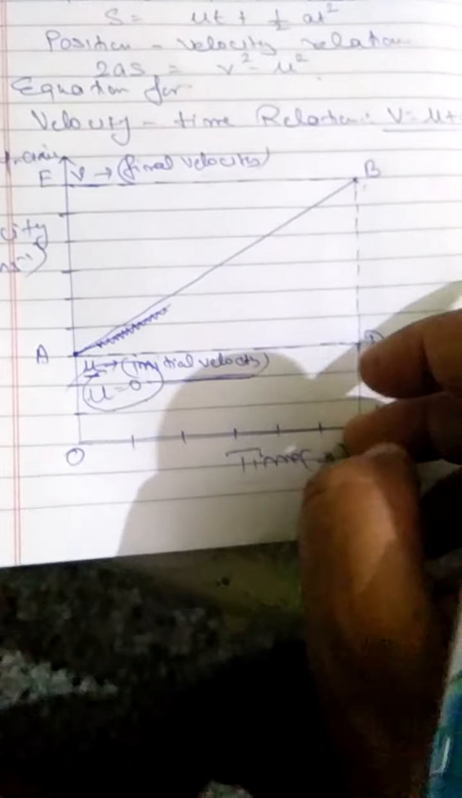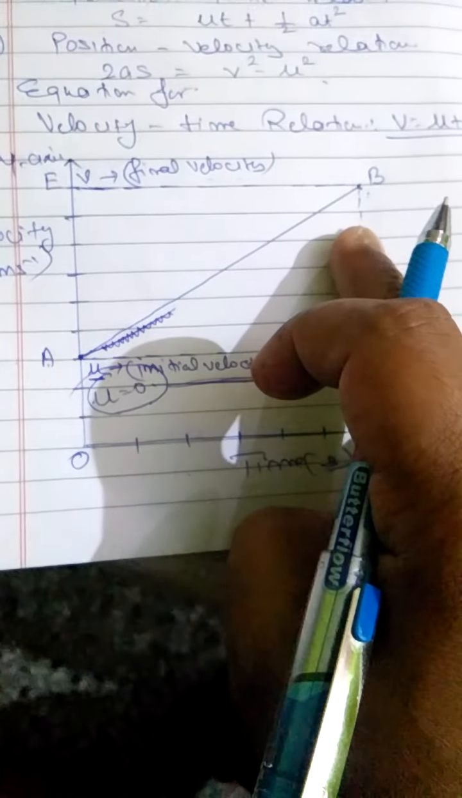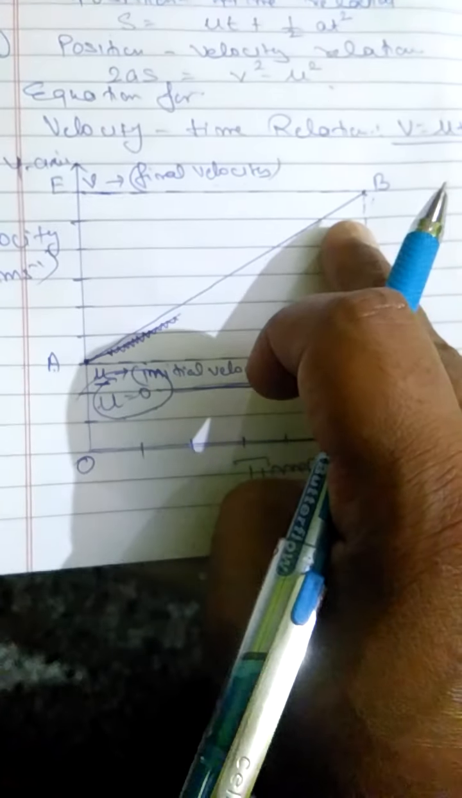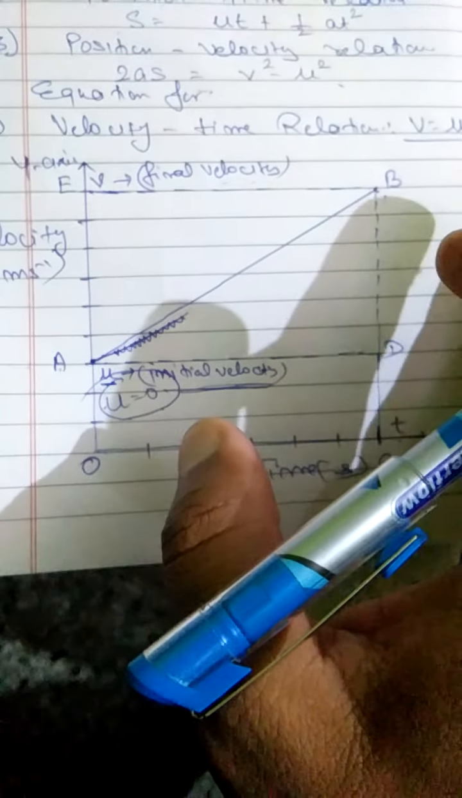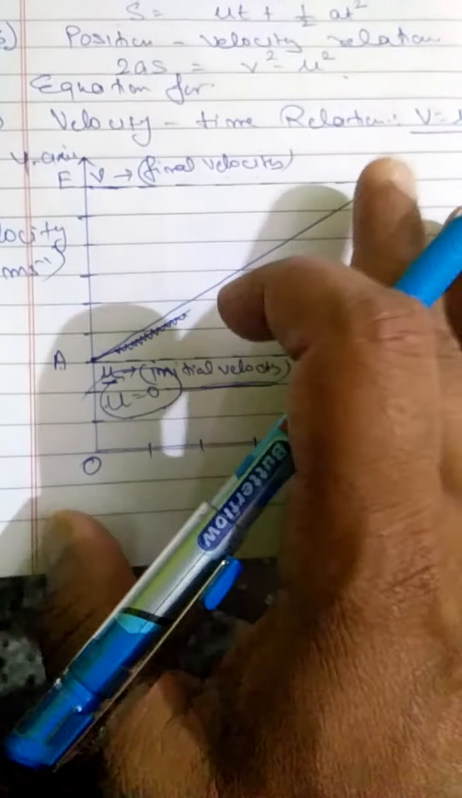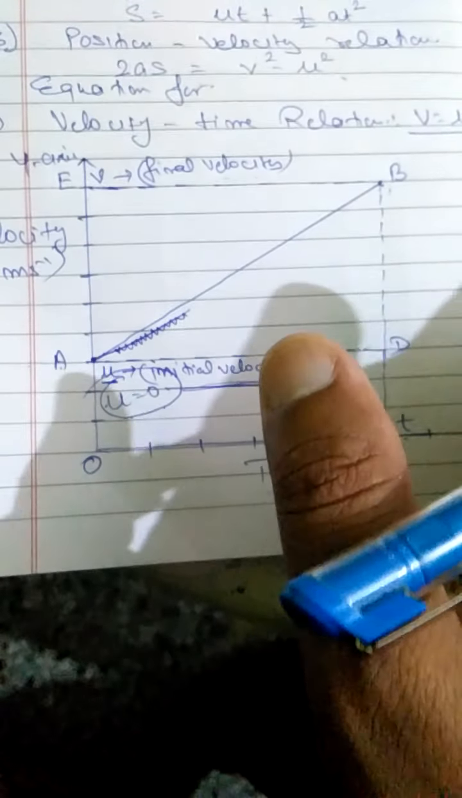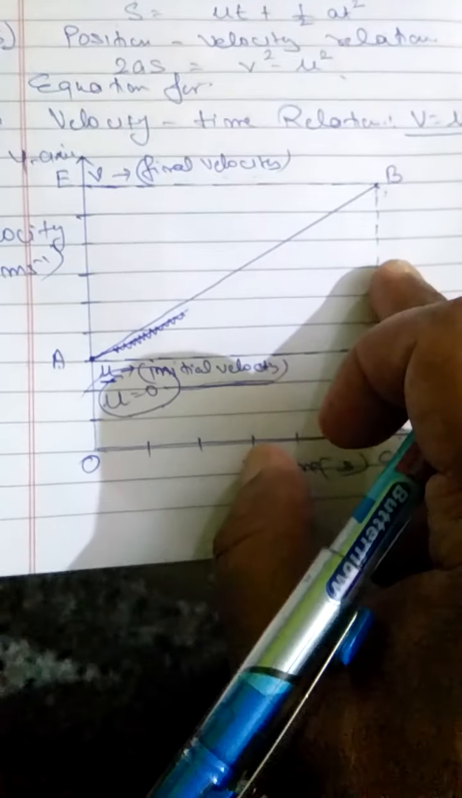Within time t the velocity of that object has increased from u to v, and the object reaches at point B. The change in velocity, we know, is known as acceleration. Then the velocity changes at a uniform rate, that is a, as shown in the figure.